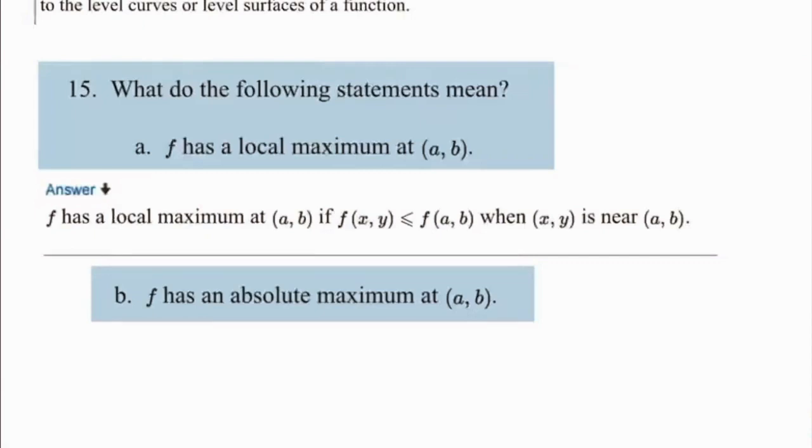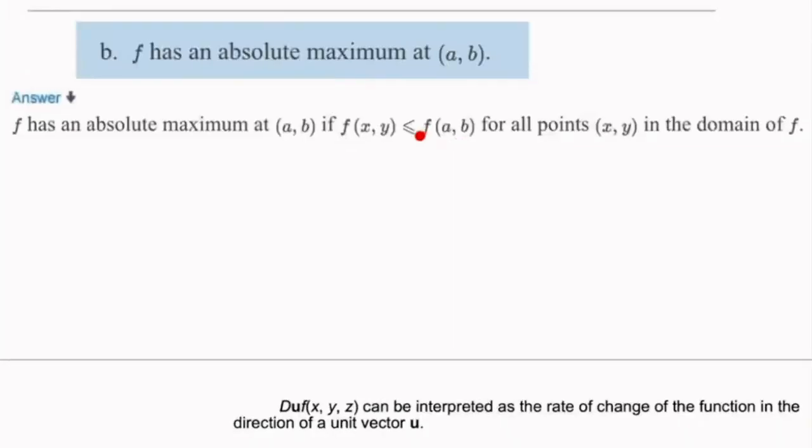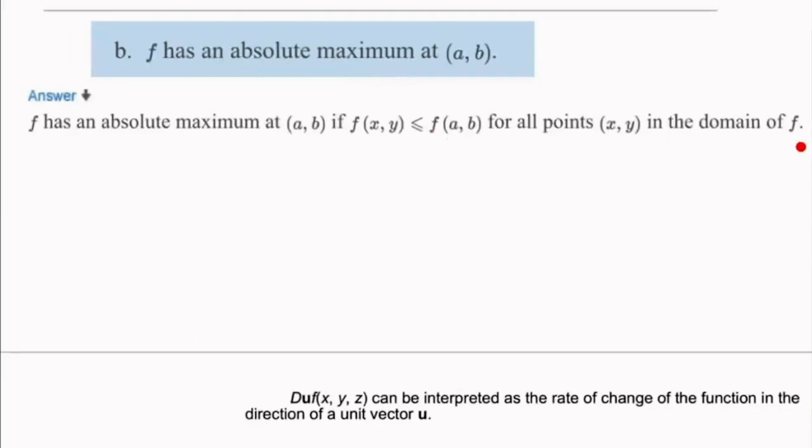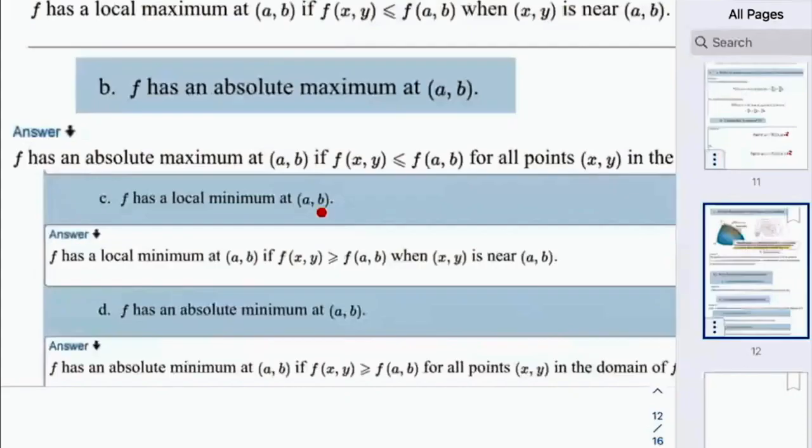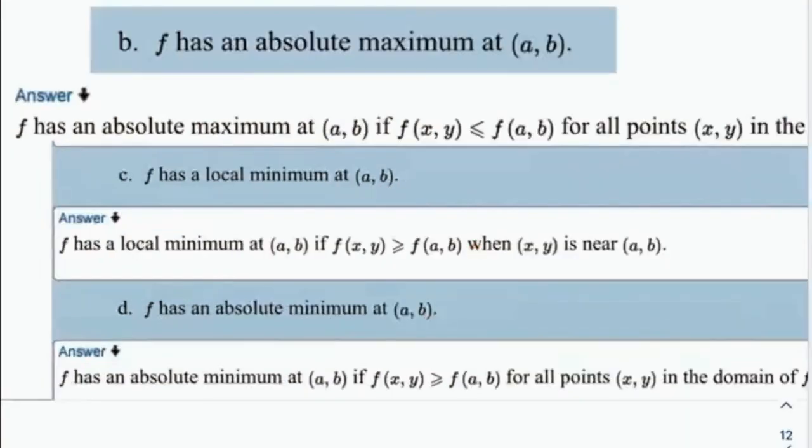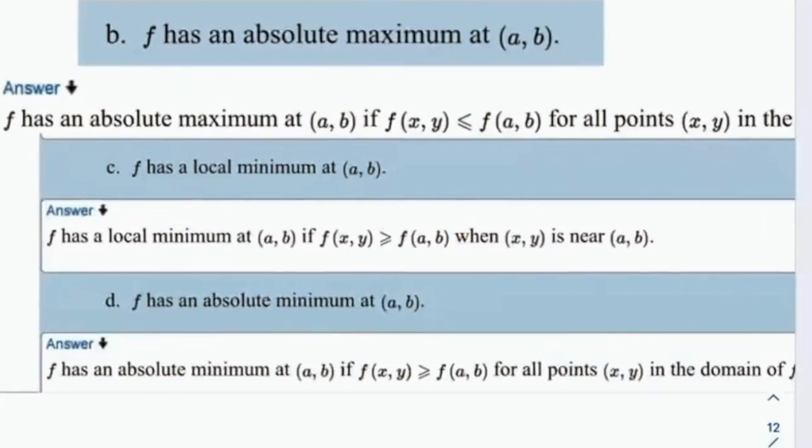The function f has an absolute maximum at a, b. That means that f of a, b is going to be greater than or equal to all other function values in the domain of the function. Notice that this time it is in the whole domain of the function. So this is the absolute maximum in the whole domain of the function. The function f has a local minimum or an absolute minimum at a, b are defined similarly.